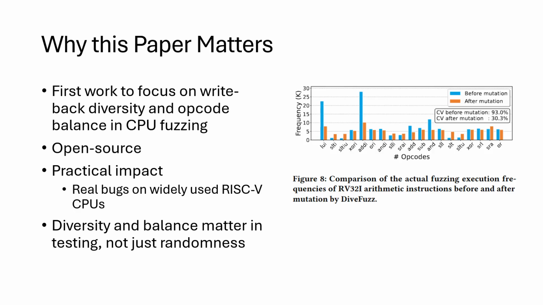And I sort of already leaned into this third point, but it has a real-world impact. The bugs were actually found in CPUs that people use, and RISC-V is a very popular CPU platform, so finding these bugs is very important for the designers of the systems and also users of those systems. And so there's a broader idea here that diversity and balance matter in testing. It's not just enough to generate random inputs, but you also need to guide the randomness towards the unexplored parts of the CPU to hit those new states.